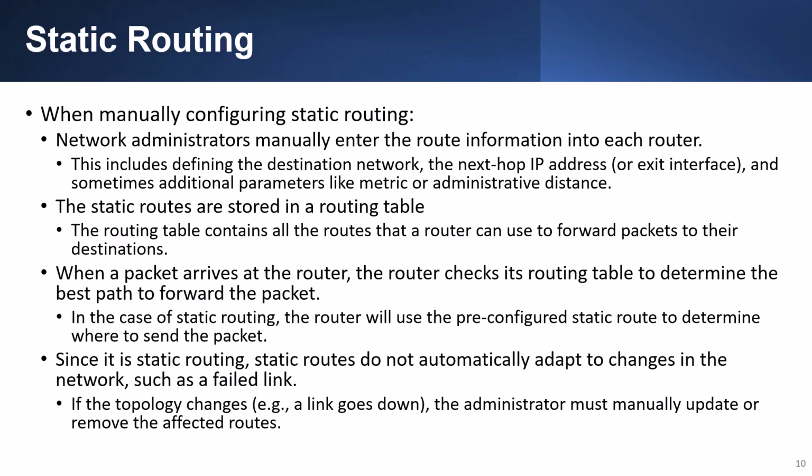When a packet arrives, the router checks its routing table to determine the best path to forward the packet. In the case of static routing, the router will use the pre-configured static route to determine where to send packets. Since they're static, routes do not automatically adapt to changes in the network, such as a failed link. When the topology changes, such as a link going down, the administrator must manually update or remove the affected routes.